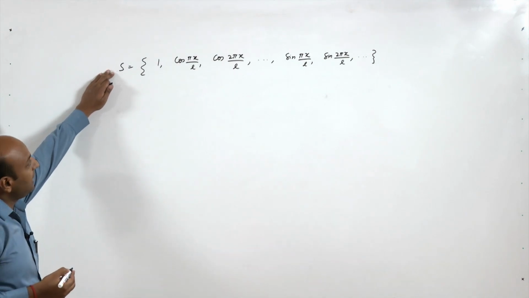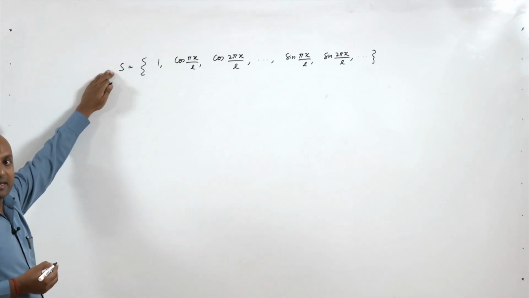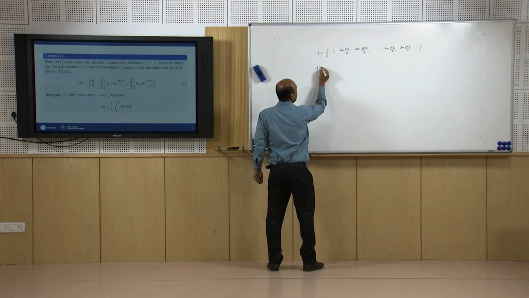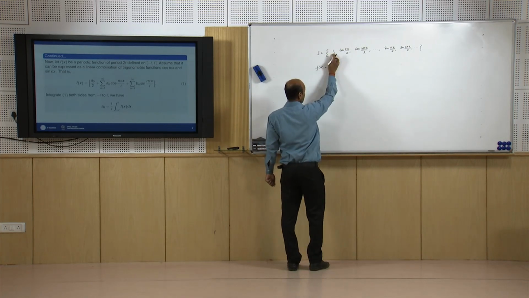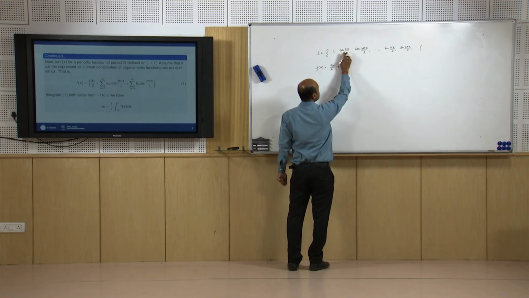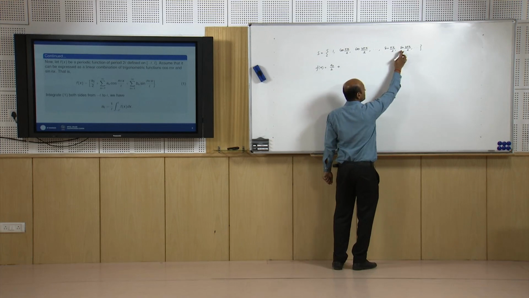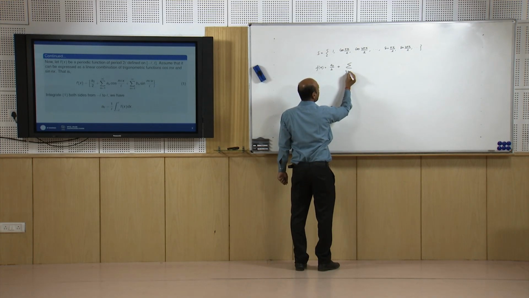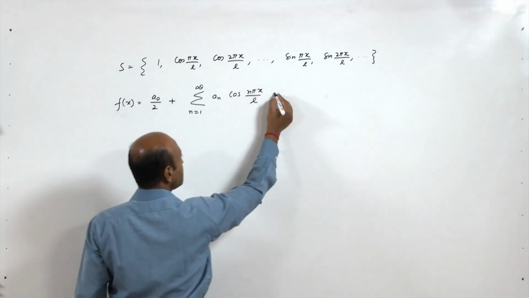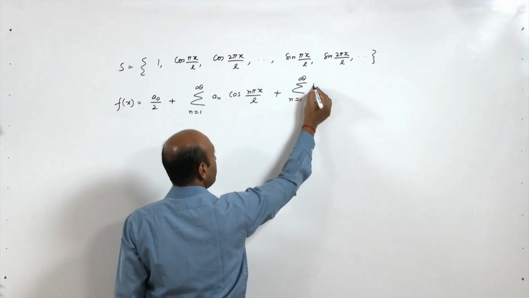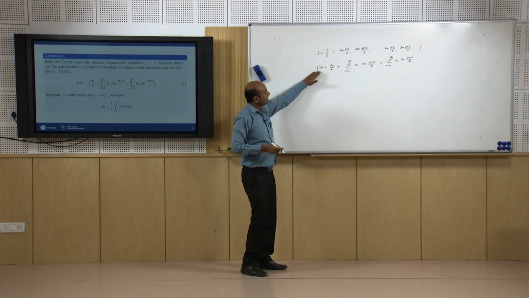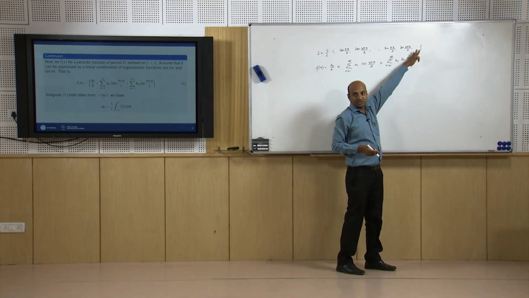A function which is periodic with period 2L and defined on minus L to L can be expressed as a linear combination of these functions, that is, some multiple of each. For convenience we take a naught by 2, plus a1 into this, a2 into this and so on, b1 into this, b2 into this and so on. This can be written as the summation n from 1 to infinity of a_n cos n pi x by L plus the summation n from 1 to infinity of b_n sin n pi x by L. Okay. This function we can write as a linear combination of these trigonometric functions, sine and cosine.